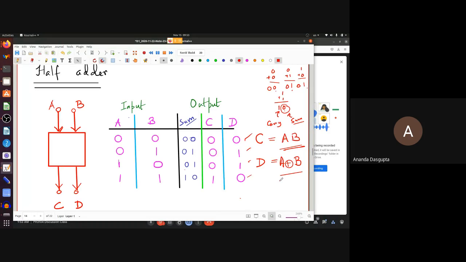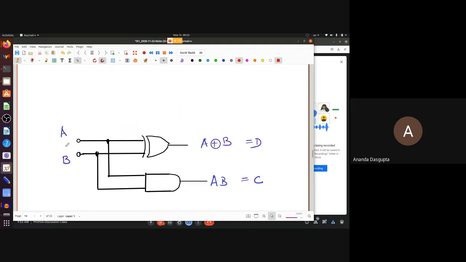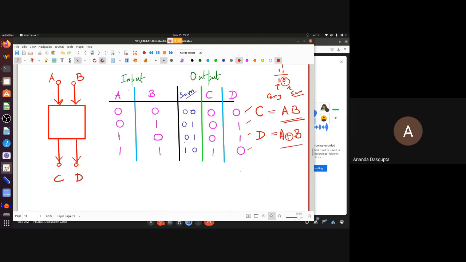So basically, this is what the half adder circuit is. You take A and B, send them to an XOR gate, you get the sum, which is our bit D, and you send them to the AND gate, you get carry. That's it. So that's the carry and the sum. Okay? Question.